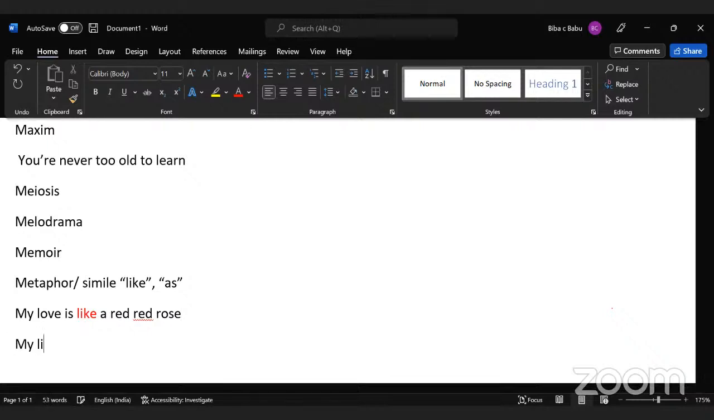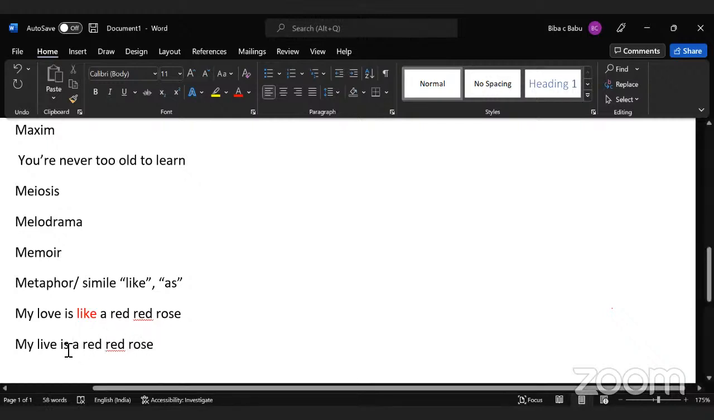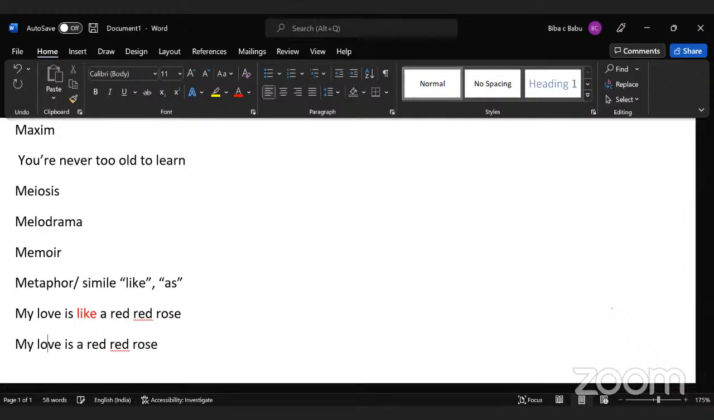My love is a red rose. See, this is metaphor. There are no comparing words like or as, directly saying my love is a red rose. But we know that my love is being compared to a red rose, right? That is metaphor. It is a comparison without any particular comparing words. Okay, understood.